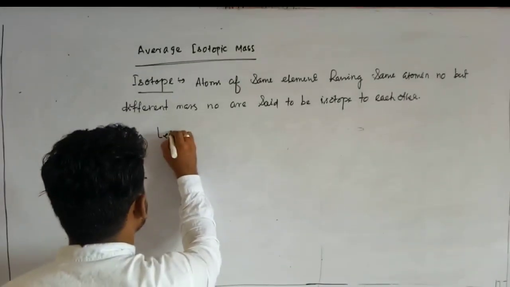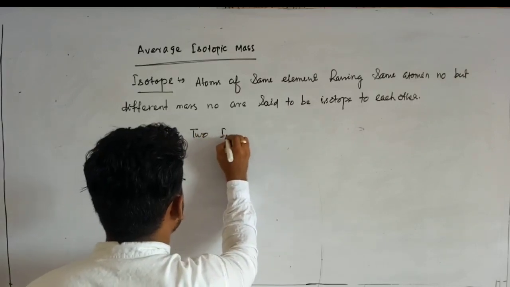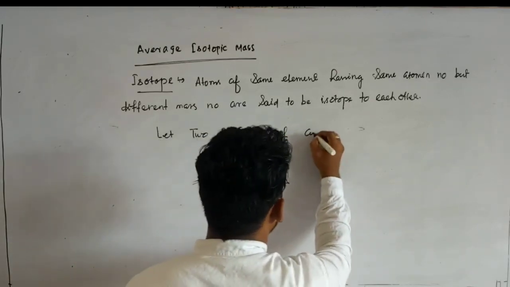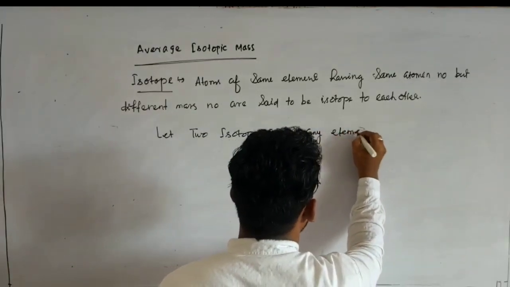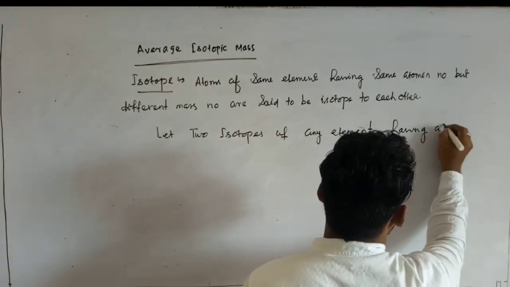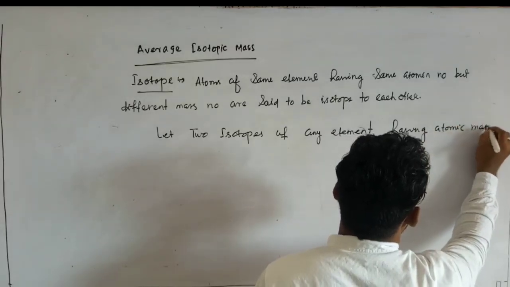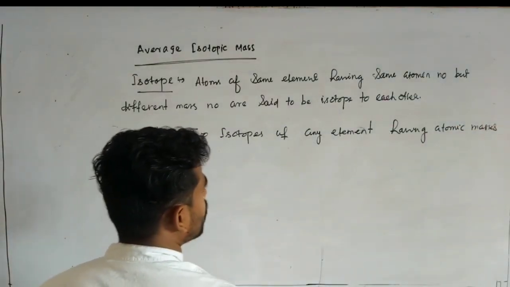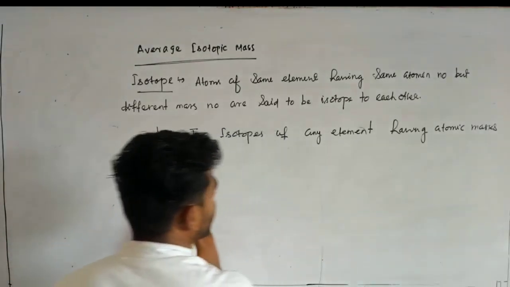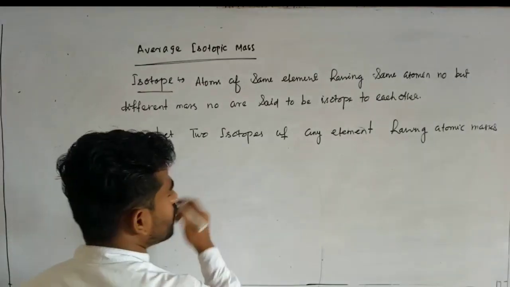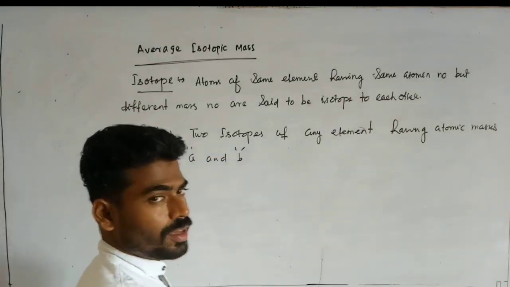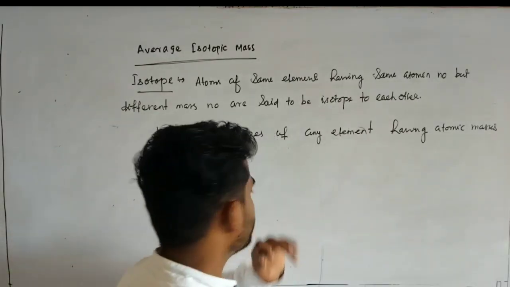There is a formula. Let two isotopes of any element having atomic masses A and B. Okay, their isotopic masses are A and B.